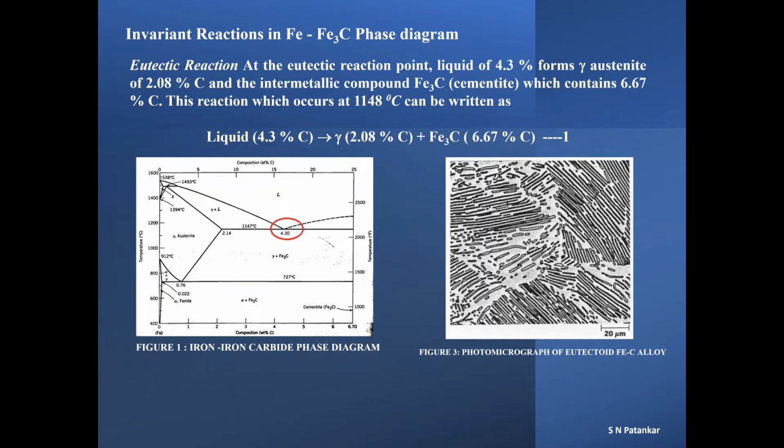It is called pearlite due to its appearance, which resembles mother-of-pearl when observed under an optical microscope at low magnification. The eutectic microstructure is also referred to as pearlite.